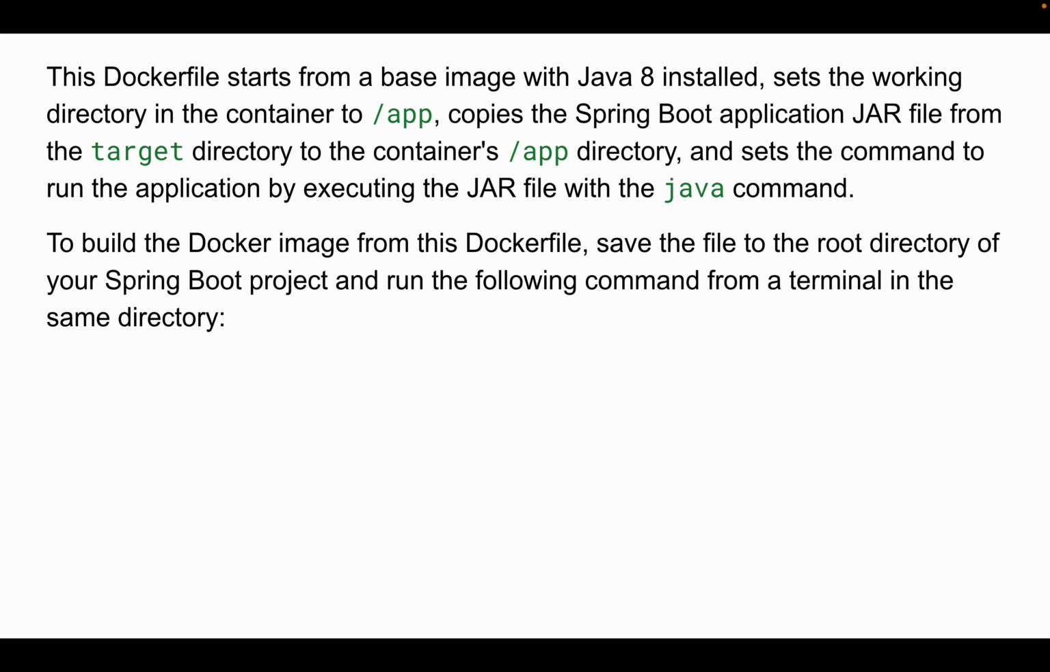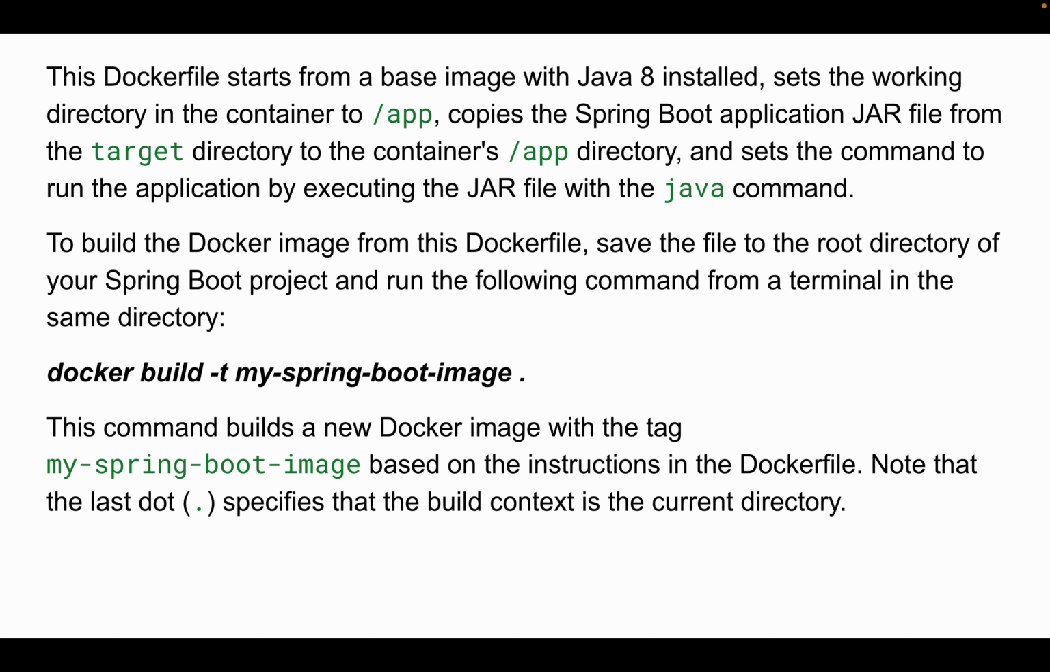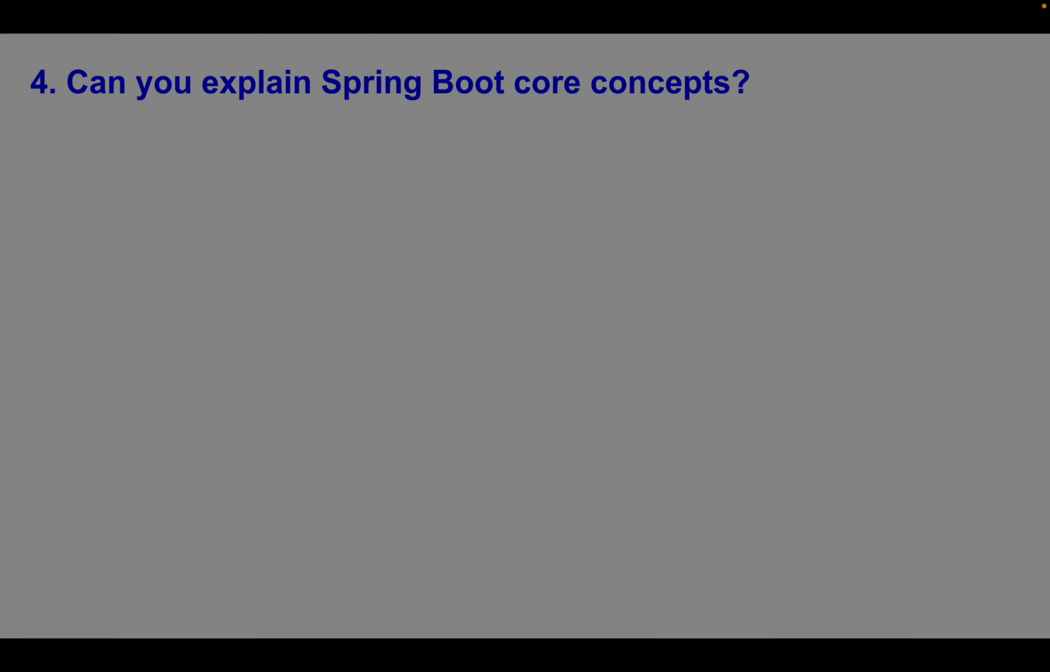To build the Docker image from this Dockerfile, save the file to the root directory of your Spring Boot project and run the following command from the terminal in the same directory: docker build -t my-spring-boot-image . You can see the dot at the end, right? This command builds a new Docker image with the tag my-spring-boot-image based on the instructions in the Dockerfile. Note that the last dot specifies that the build context is the current directory.